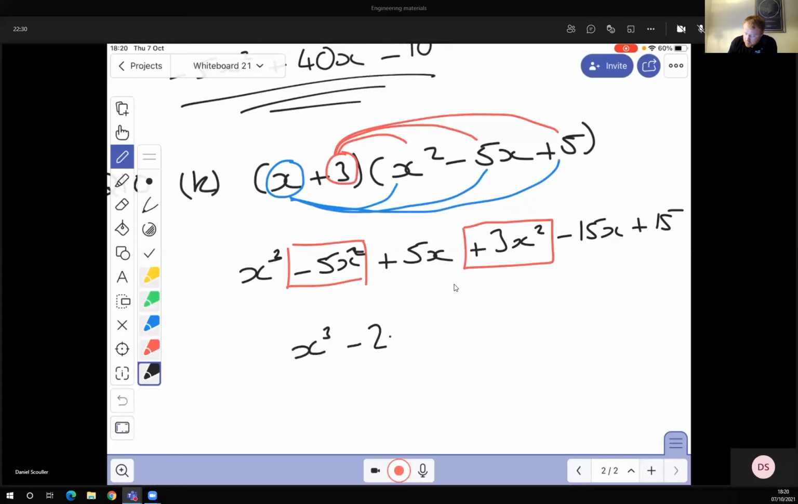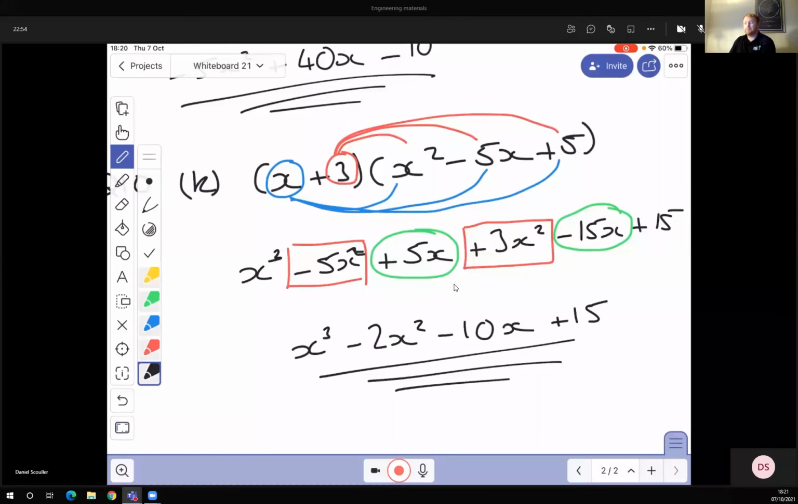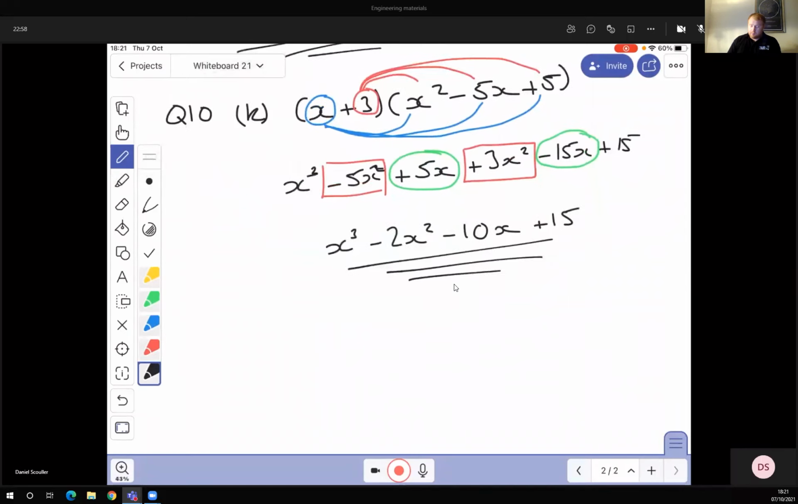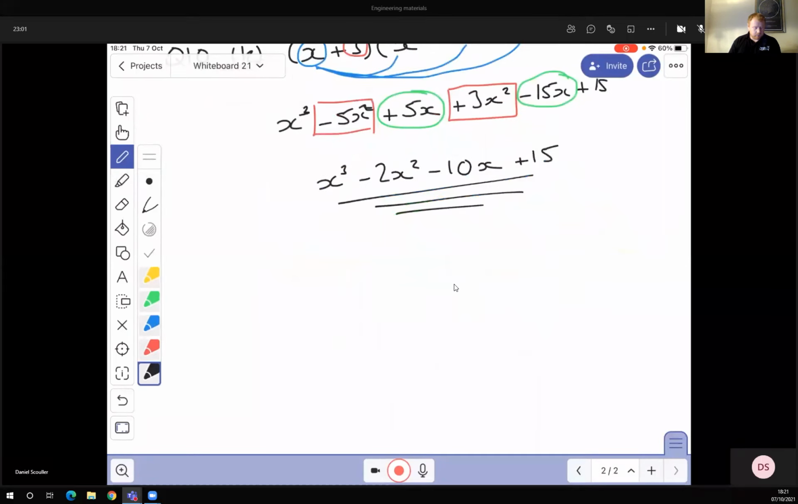that's minus 2x squared. Next up, we've got positive 5x and negative 15x, so we're left with negative 10x, and we've only got one term at the end, and that's a plus 15. Okay, so that's that tidied up.